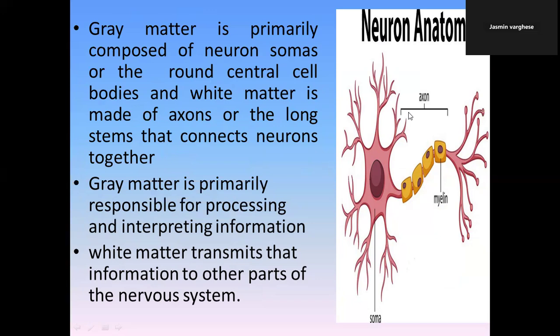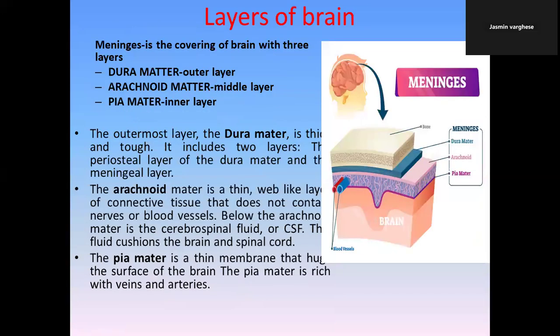Gray matter is primarily responsible for processing and interpreting information, and white matter is responsible for transmitting that information to other parts of the nervous system. So gray matter processes and interprets the information, and white matter transmits that information to other parts of the body. Now we will see the layers of the brain, same as the heart.